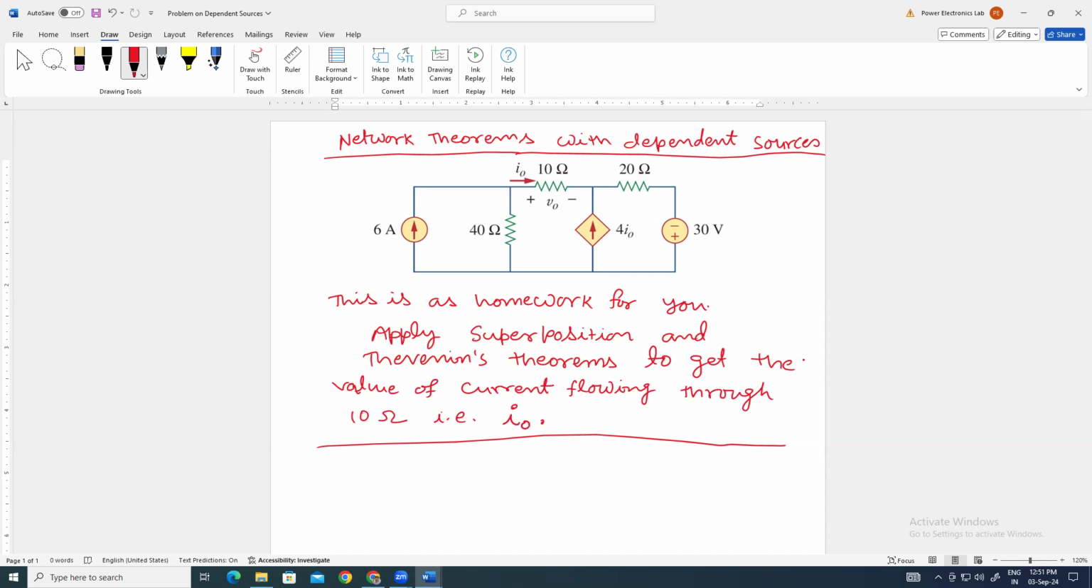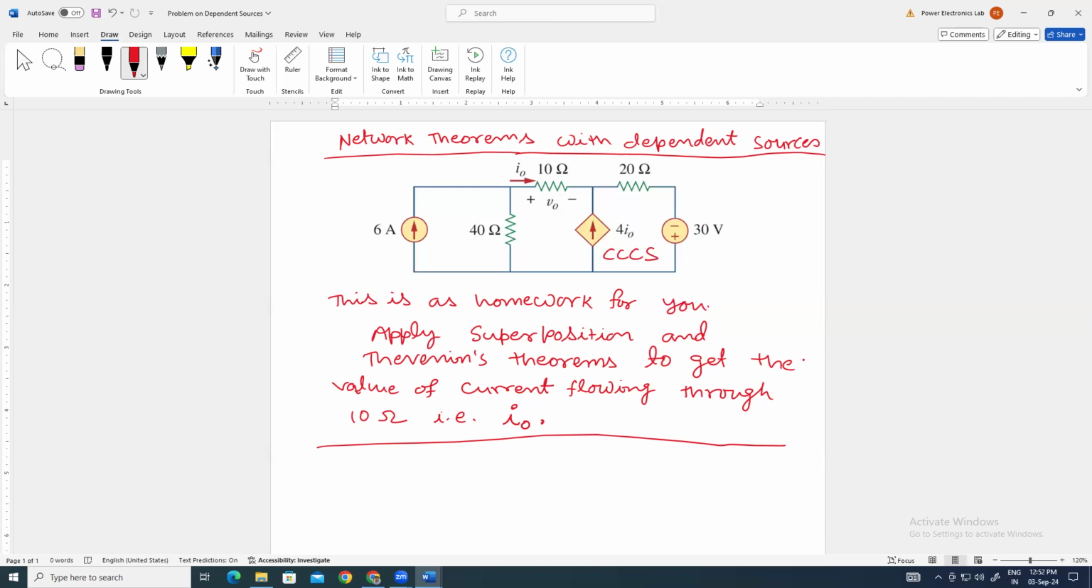And there is a dependent source here. You can clearly see this is a dependent current source, and it is depending on the current value in a branch, that is I naught. It is directly depending on I naught. So what is the category of this dependent source? Which type of source is this? Current dependent current source, or current controlled current source. In short, we call it a CCCS.